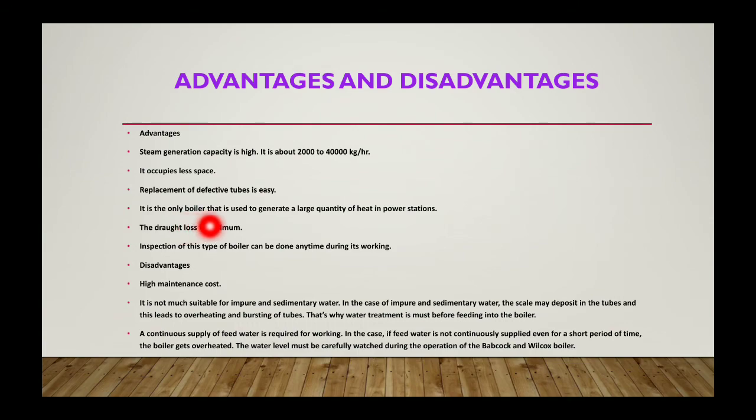It is the only boiler that is used to generate a large quantity of heat in a power station. So it is very efficient. For that very reason it is used in power stations or thermal power stations. The draft loss is minimum. Draft loss means the natural draft loss or forced draft loss is very low. Inspection of this type of boiler can be done anytime during its working, so it does not have to be stopped during maintenance and inspection.